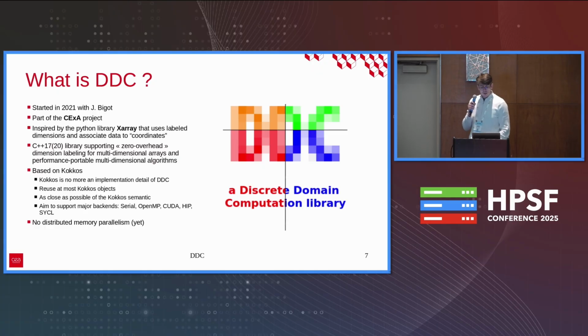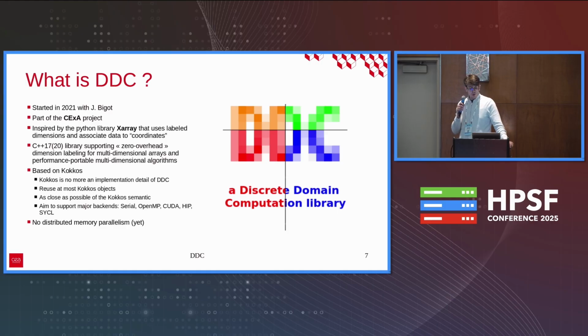That is a C++ library that is inspired by the xarray Python library. The xarray library is built on top of NumPy and uses new containers that label the dimensions so that they have a more meaningful representation for the user, and associate data to what they call coordinates. So we want the same kind of features in DDC, but with minimal or zero overhead, meaning that we will be labeling the dimensions at compile time.